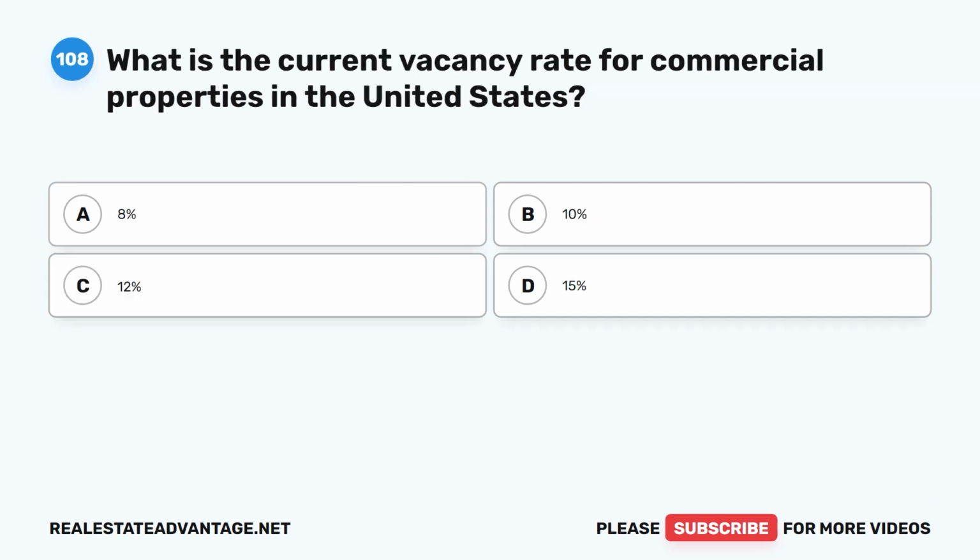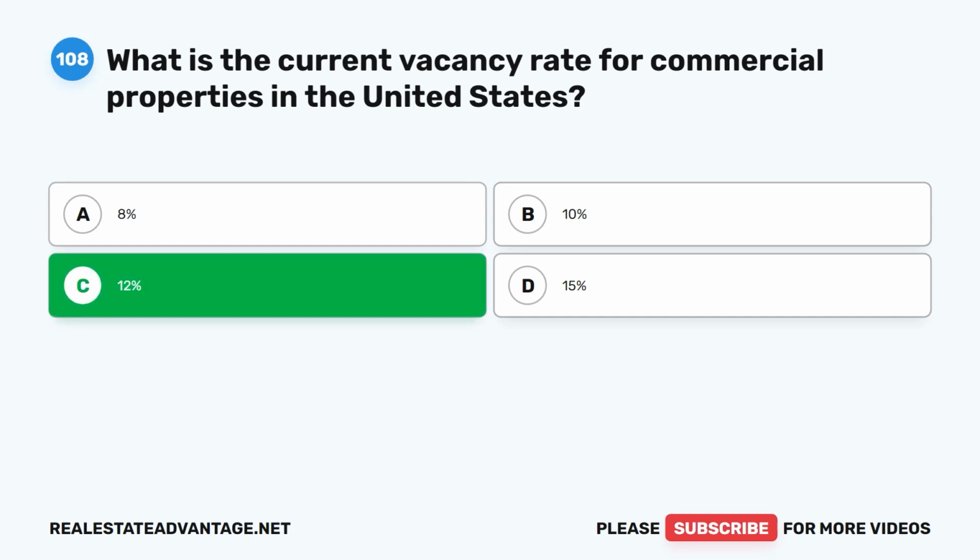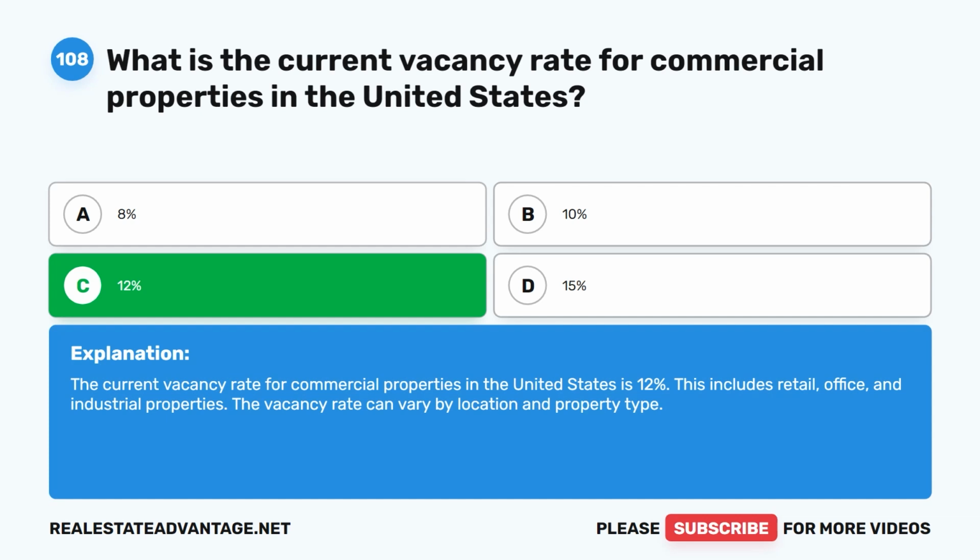Question 108. What is the current vacancy rate for commercial properties in the United States? A. 8%, B. 10%, C. 12%, D. 15%. The correct answer is C. 12%. The current vacancy rate for commercial properties in the United States is 12%. This includes retail, office, and industrial properties. The vacancy rate can vary by location and property type.